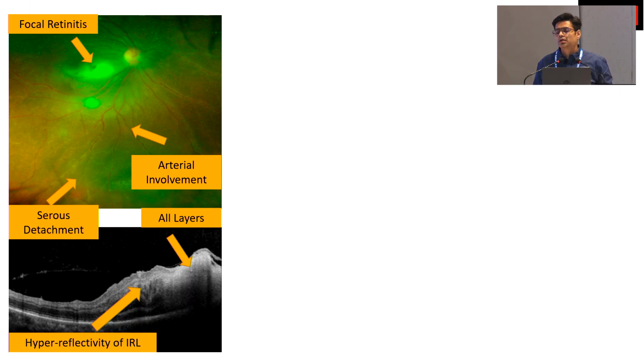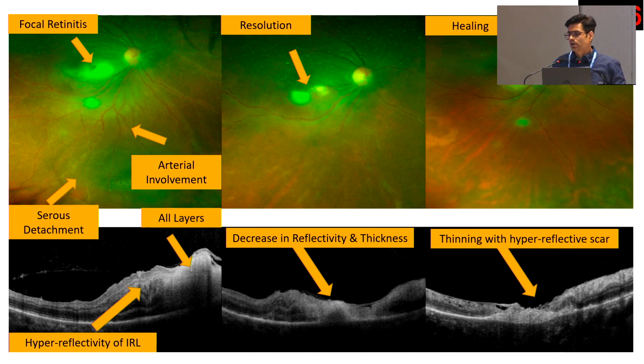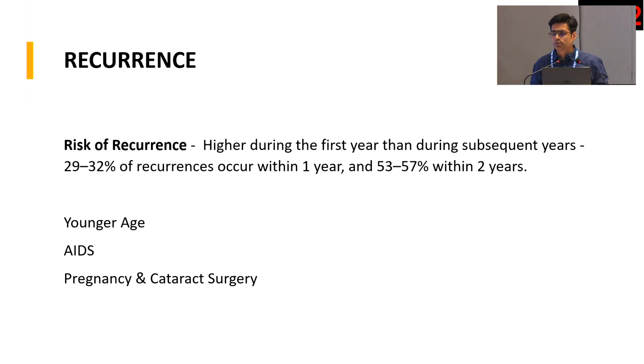So as you can see, there was an area of focal retinitis, there was arterial involvement, and on OCT you can see the disorganization, with all full thickness layers of the retina being involved. And as you start the treatment, it starts resolving, the reflectivity is decreasing, the thickness is decreasing, and now there is necrosis that you can see, and it is more pronounced when it is almost completely healed.